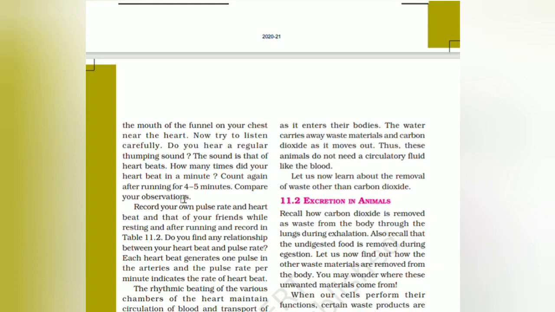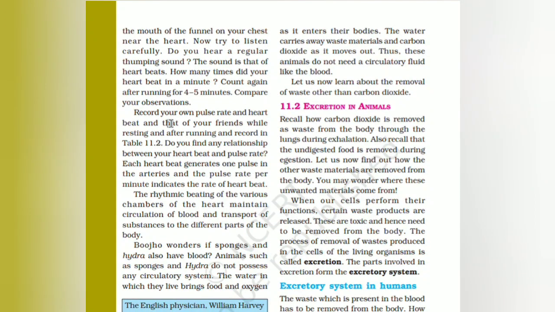Count again after running for 4 to 5 minutes and compare your observations. Record your own pulse rate and heartbeat, and those of your friends, while resting and while running. Each heartbeat generates one pulse in the arteries, and the pulse rate per minute indicates the rate of the heartbeat. The rhythmic beating of the various chambers of the heart maintains the circulation of the blood and the transport of substances to different parts of the body.